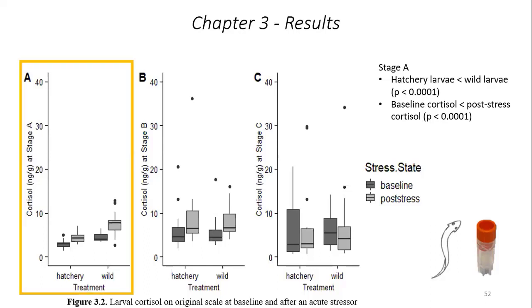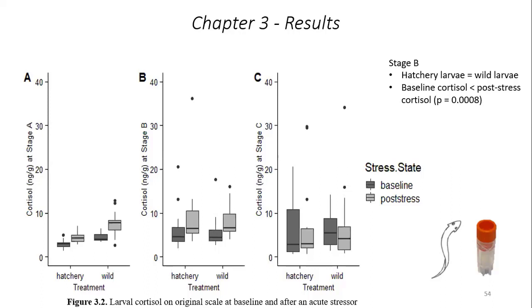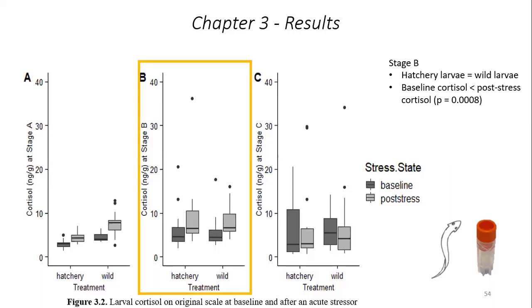That's for stage A. At stage B, the only variable included in the AIC selected model was stress state. And here are the ANOVA results for stage B. So at this stage, there was no difference in cortisol levels between the two treatments, between hatchery and wild. There's still a significant spike in cortisol, indicating that the HPI axis is functioning for both of these groups.